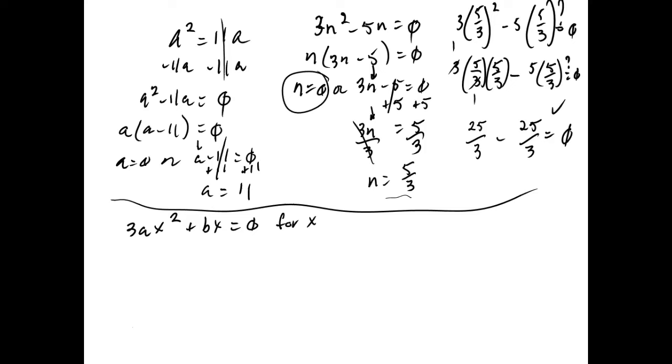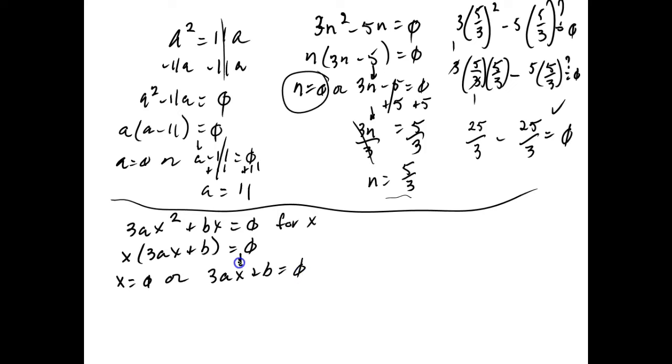Number 1, it's already set up equal to 0, so we don't have to do anything there. So what would be your next step? Factor out the greatest common factor, which happens to be an x. What does that leave us with? x times (3ax plus b), and that product is equal to 0. So what does that tell us? Either x is equal to 0 or 3ax plus b is equal to 0.